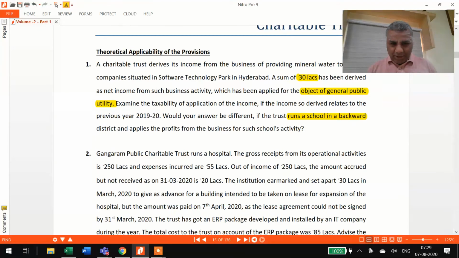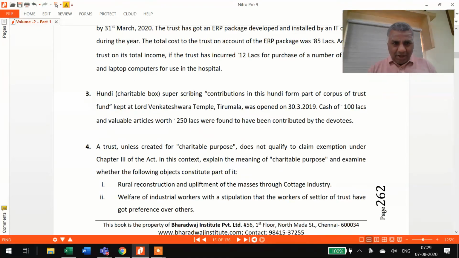Okay, our third question: one hundi, this question has come twice. It is a landmark case law but not current year. A hundi with a superscription that contributions in this hundi will form part of corpus, kept at Lord Venkateshwara Temple, Tirumala, was opened and cash of 100 lakhs and value of 30 lakhs were found as contributed by the devotees. What is the treatment? It will be taken as trust income only.